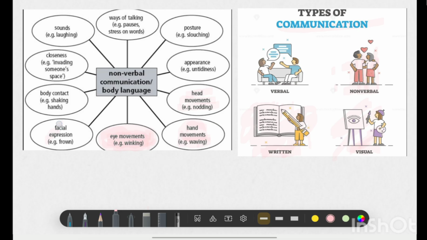And if you talk about facial expression, frowns. What does frown mean? Frowning is a sign of disapproval. It is a facial expression in which you raise your eyebrows and show anger or disapproval. That is called a frown.